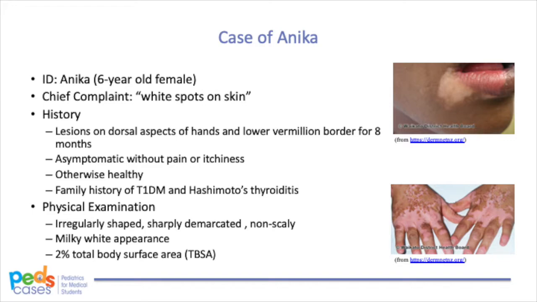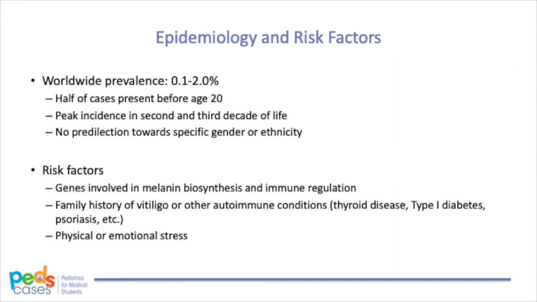The total area of the rash you estimate is about 2% of total body surface area, and being an astute medical student, you believe that Annika could have vitiligo. Vitiligo is the most common cause for depigmentation, and it affects 0.1 to 2% of the general population. The prevalence of vitiligo increases with age, and half of cases will present before the age of 20. The peak incidence is in the second and third decade of life. However, it is important to recognize that vitiligo has no predilection towards a specific gender or ethnicity.